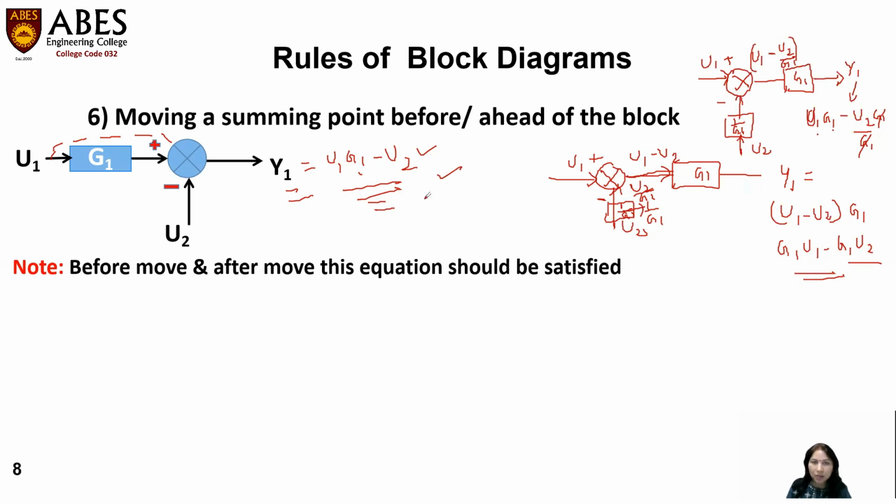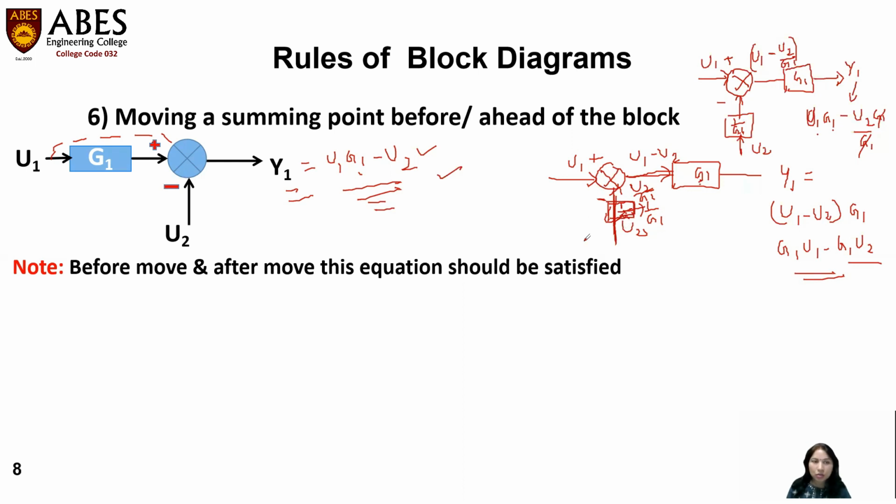Both are same. This means that we have concluded this rule: whenever we are moving a summing point ahead of the block, we have to add one block over this U2 signal having the gain reciprocal of the gain of this block. Suppose this block is having the gain G3, so you have to add here a block having a gain of 1 upon G3. Suppose this block is having G1 gain, so we will add one block having a gain of 1 upon G1.